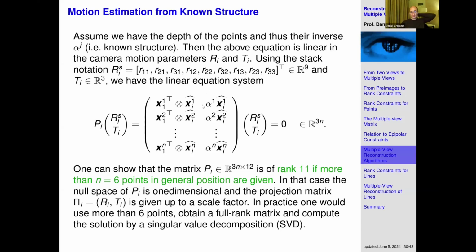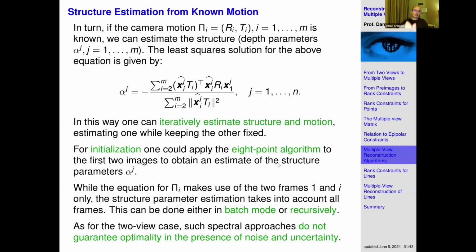These are the inverse of the alpha j. So alpha j is 1 over lambda j. And once you have the alpha j's, you can use this multi-view approach to compute all the camera motions. And then you can do this alternation to refine the structure and refine the camera. And this can be done either in batch mode or recursively.